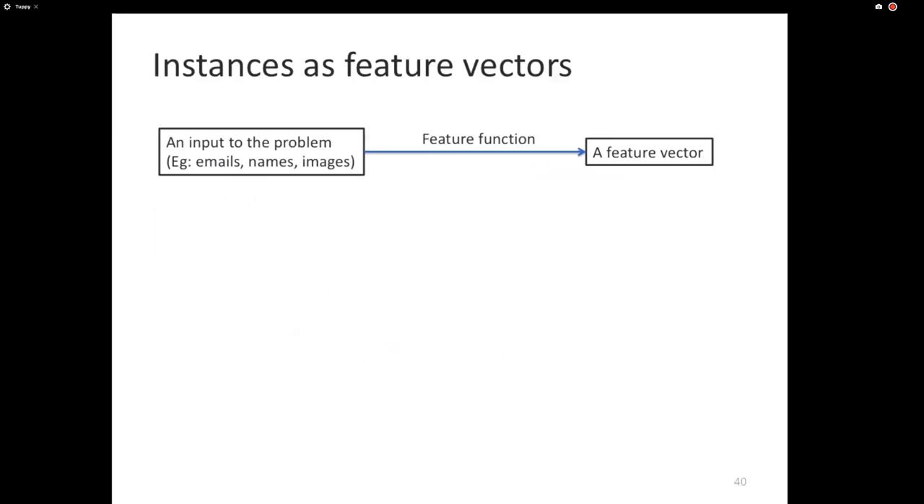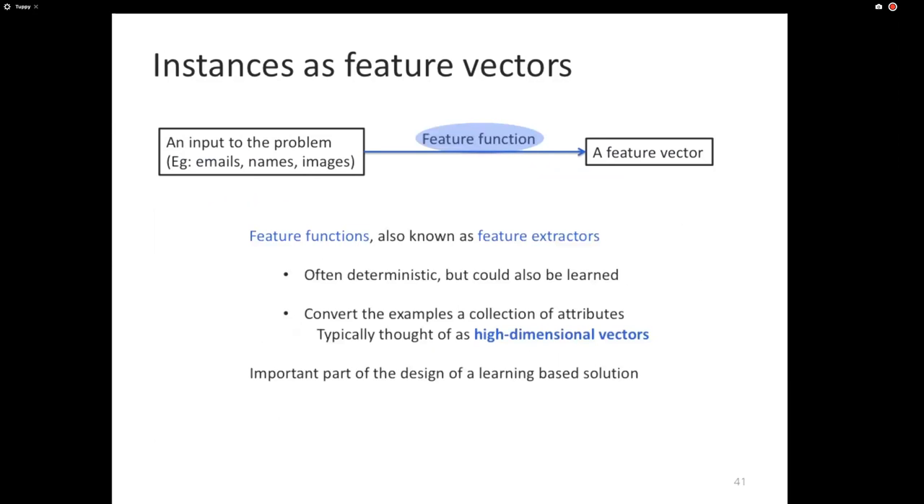So a little bit more about this. You have the input of the problem, and we need to map it into a feature vector. Sometimes I use the phrase feature function to describe that mapping, and sometimes they are also called feature extractors. They are typically deterministic, but they could also be learned. One way or another, they convert any example or instance that you have into high-dimensional vectors.